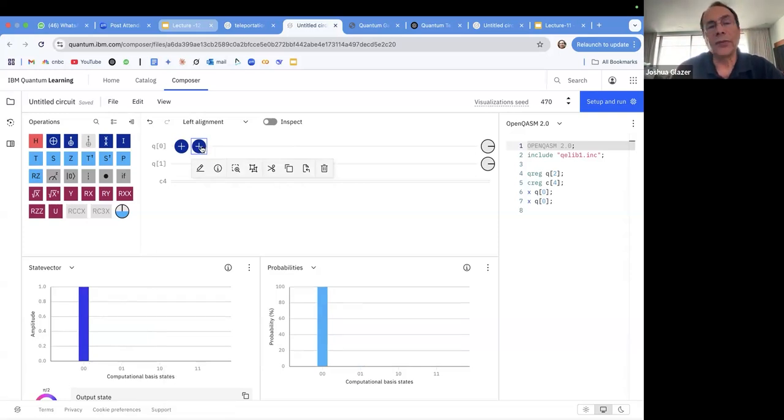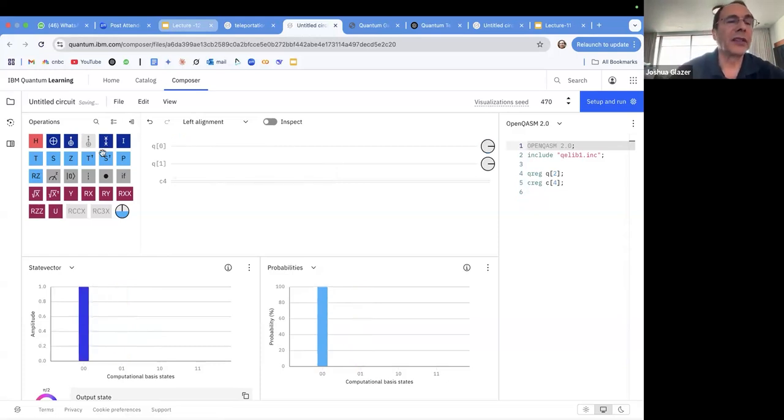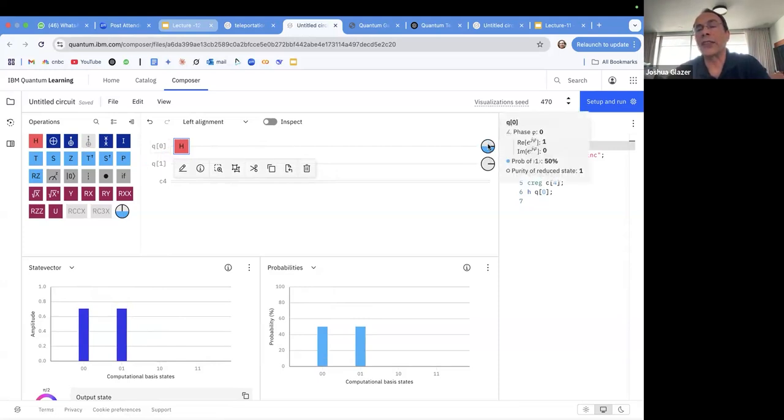What we can also do is use our favorite unitary operation, which is called Hadamard. And Hadamard does something very, very interesting. It takes this qubit and puts it into a superposition of 0 and 1. Can you see here? Okay? Guys, are you with me?